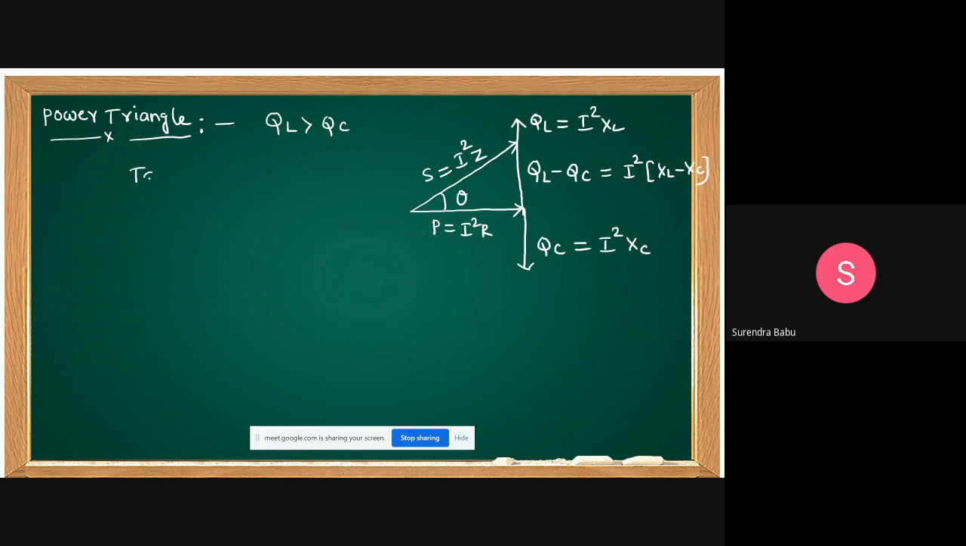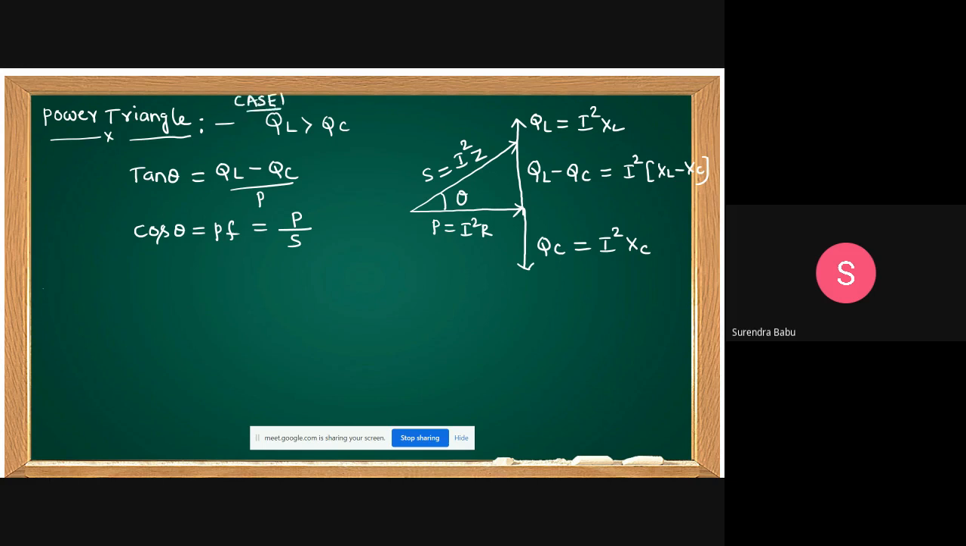What is the tan theta? Come on, students. Tan theta equal to QL minus QC. How to write the tan theta? Tan theta equal to opposite by adjacent, QL minus QC by P. What is the power factor? Cos theta. Cos theta, that is the power factor, equal to P by S, adjacent by hypotenuse.